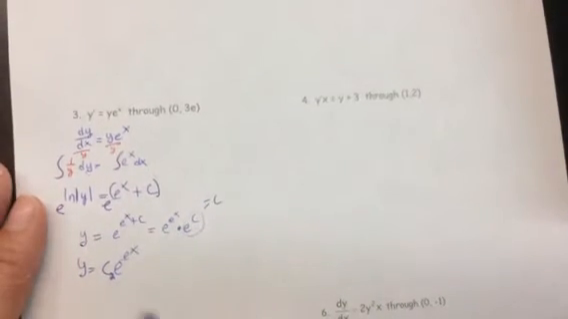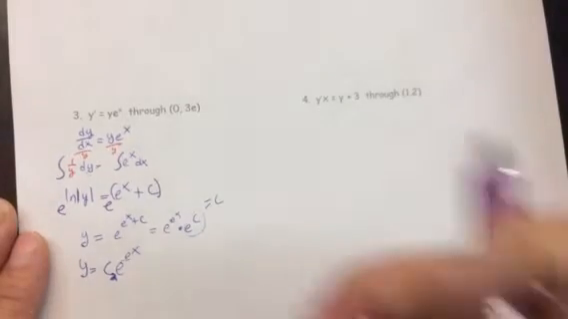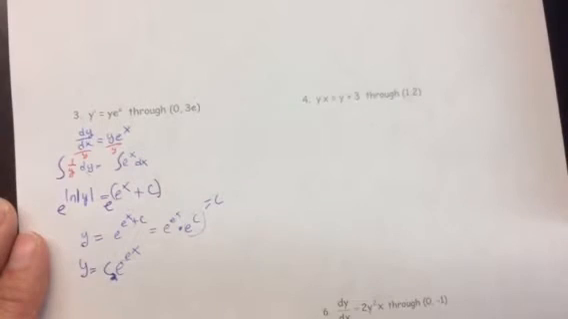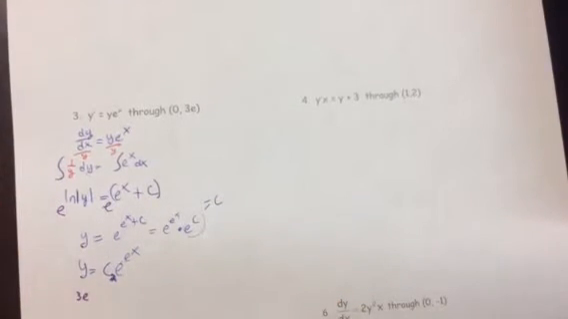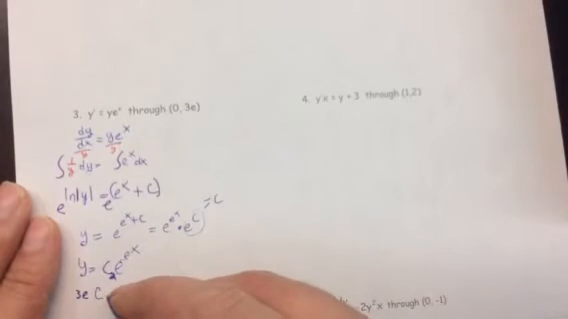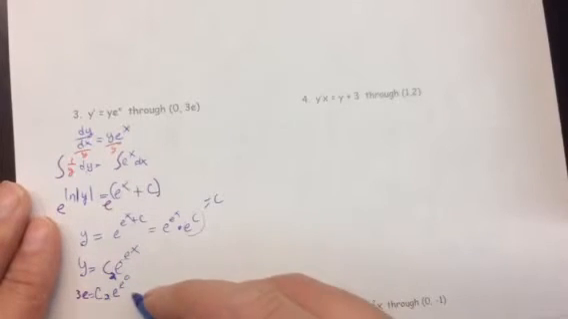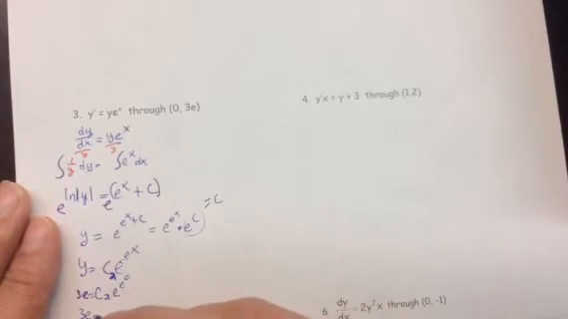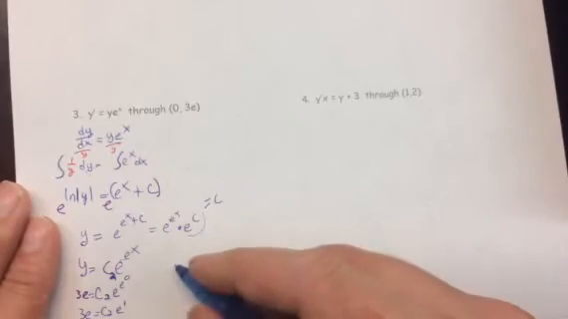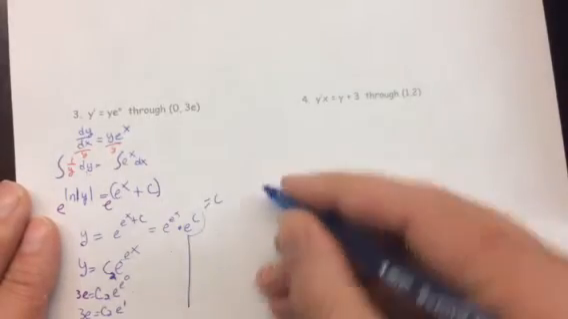All right. So this is our solved equation, and it goes through 0, 3e. So y is 3e when x is 0. So we get 3e equals c2 e to the 0. So that's 3e equals c2, e to the 0 is 1. And so e to the 1 is just e.